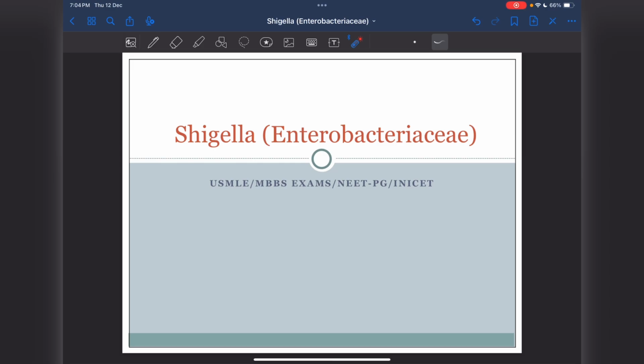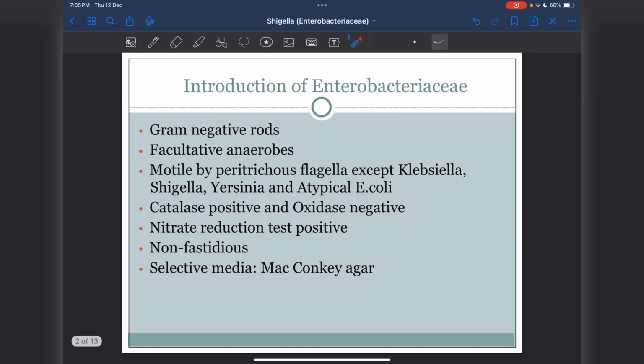Today we are going to start a very important family of bacteria, that is Enterobacteriaceae. The first bacteria we are going to start with is Shigella. It's a very important family as far as your exams are concerned, be it MBBS exams, NEET PG, AIIMS or USMLE. So let's start firstly with the introduction to the Enterobacteriaceae family.